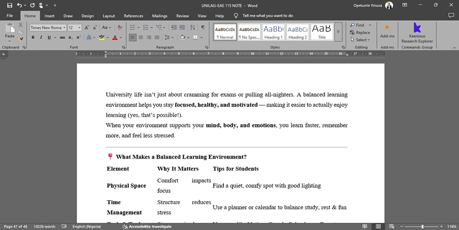So don't be cramming. It will not help you to learn. A balanced learning environment helps you to stay focused, healthy and motivated. You must always consider that. It will make it easier to actually enjoy learning. Yes, it is possible. When your environment supports your mind, body and emotions, you learn faster.